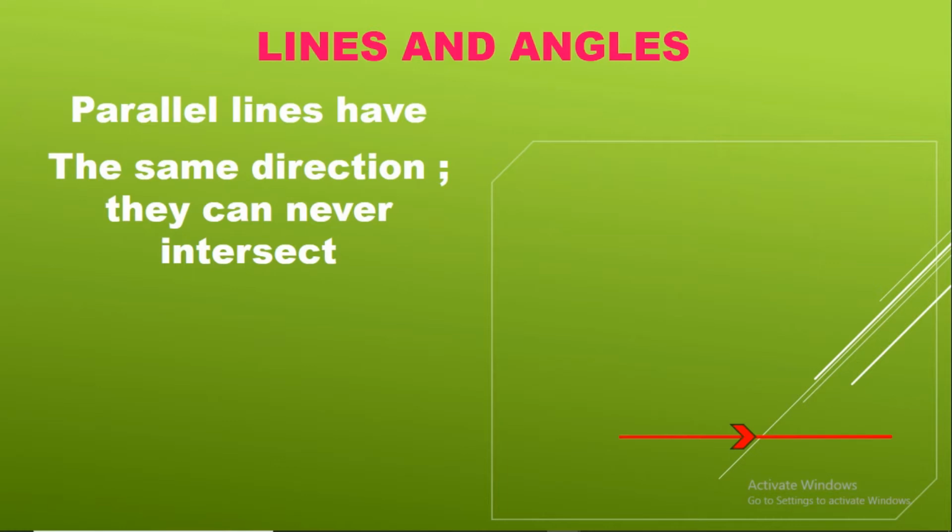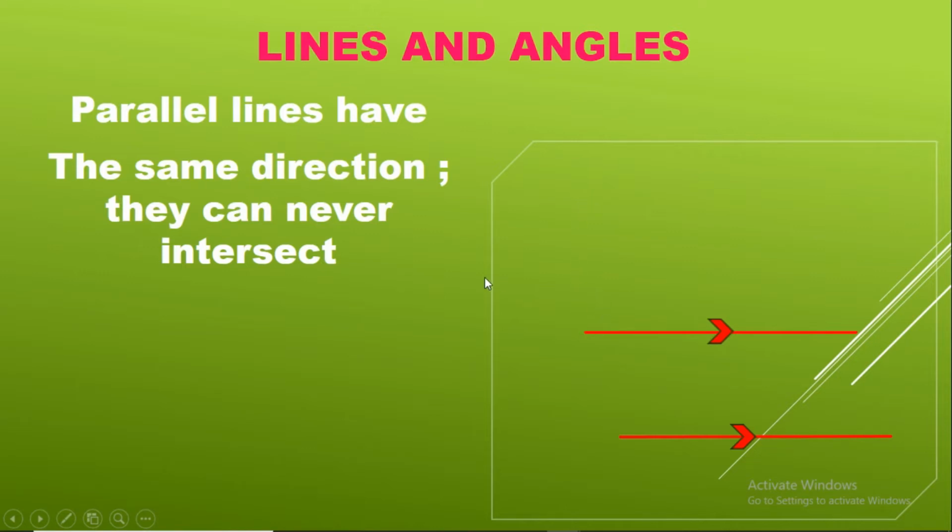In this video, we're going to learn about lines and angles. Parallel lines are lines that have the same direction. Actually, if we produce any one of these two lines, they can never intersect. Now, before learning about the relation between lines and angles, let's remember together how to construct two parallel lines.